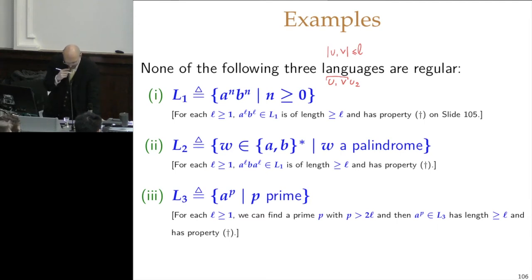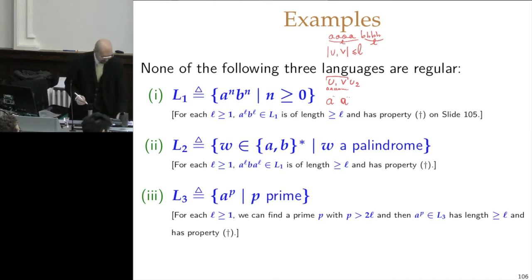And if I do that, then because the string is made of A, L times, and then B, L times, if this part is less than or equal to L, then it's going to be made only of A's. So this is going to be A. And then at some point, the B's will start. But these will all be A's. So I can express U1 as A to the something, and V as A to the something else.